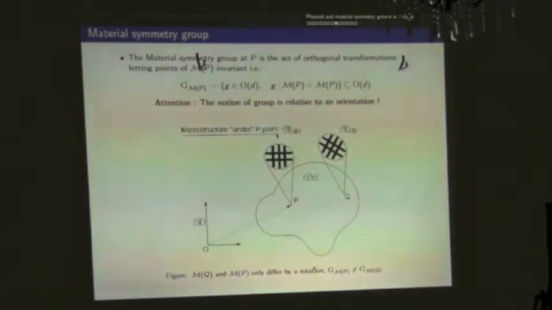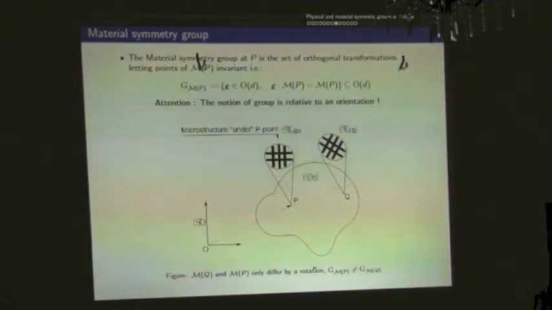So now I introduced the vocabulary of group, and I want to use it to characterize what is contained in a point, below a material point. What will be the symmetry group of MP? MP is my microstructure under P. It will be the set of all operations I will take from the big bag of orthogonal transformations. Into this big bag, I will keep all the operations that will let the point of my microstructure invariant.